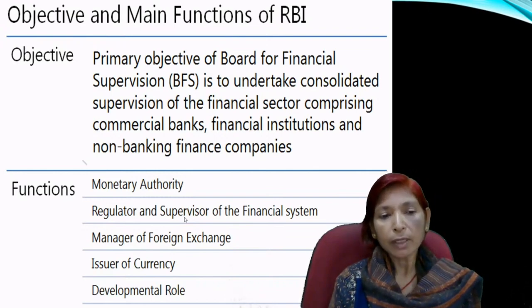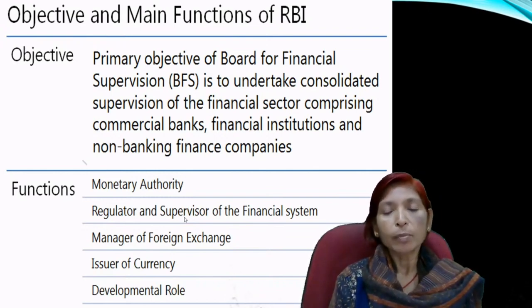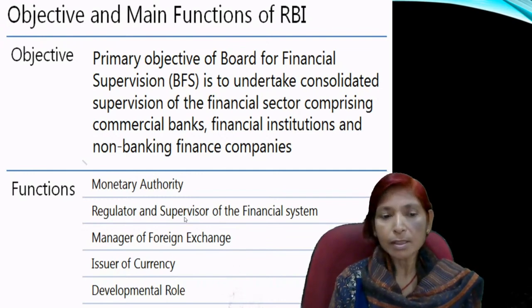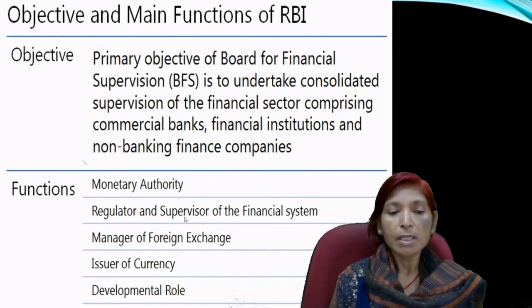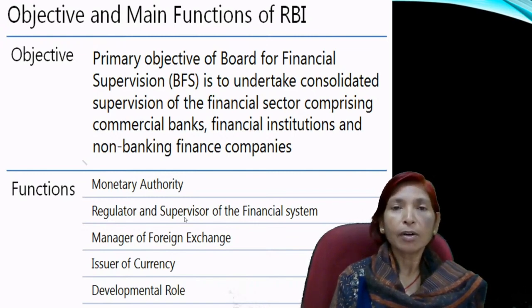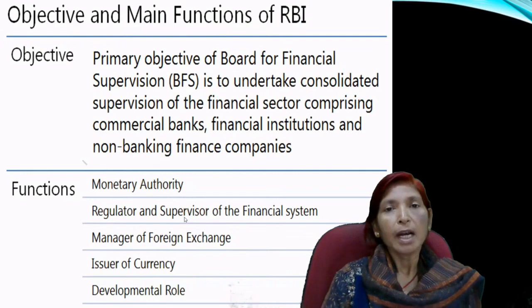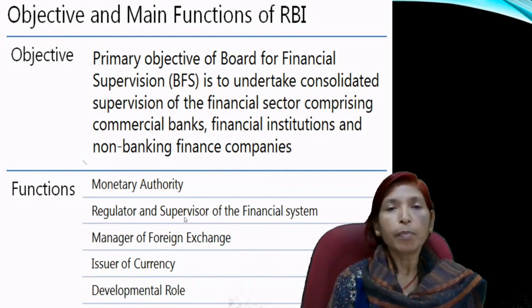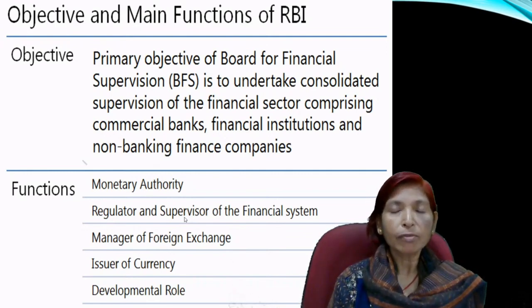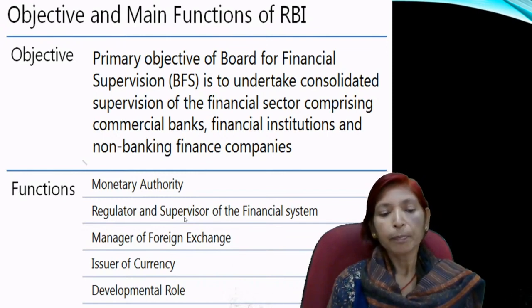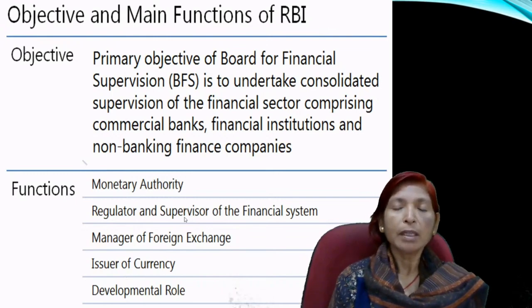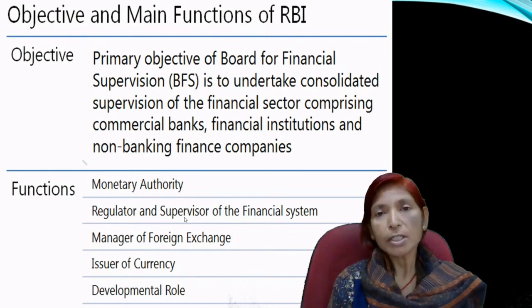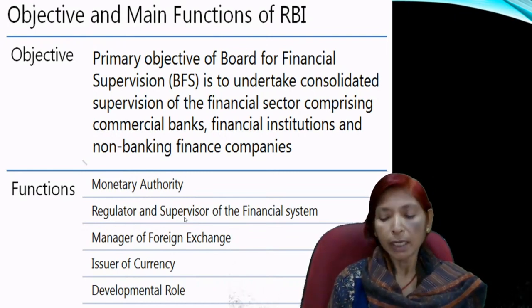RBI is a monetary authority. It regulates and supervises the whole financial system. RBI manages the foreign exchange rate and the foreign exchange system. RBI has the monopoly power of issuing paper currency, and it plays a very important role in the development of the country also. So these are the main objectives and functions of the Reserve Bank of India.